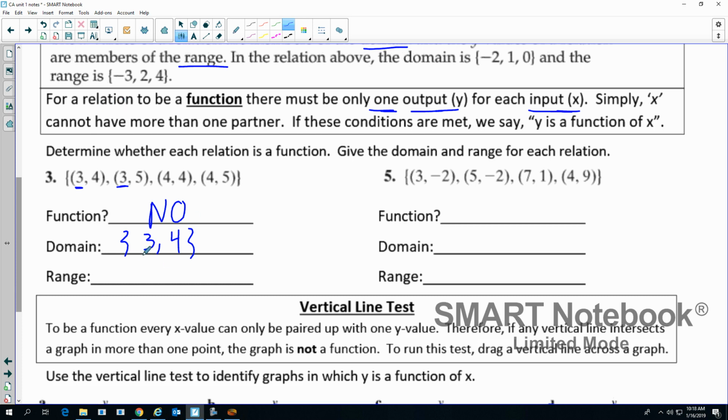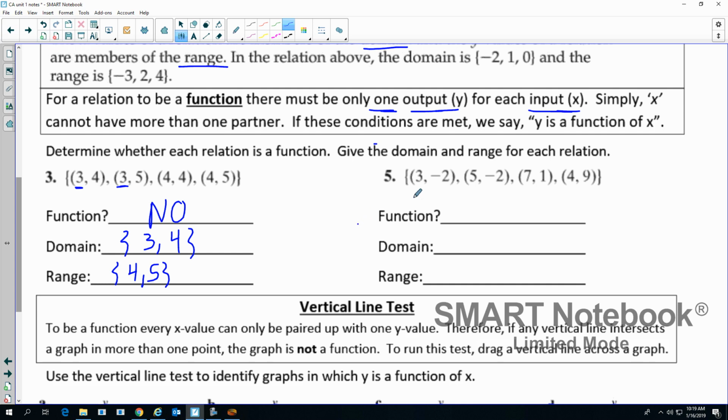Okay, range, that should be pretty easy. So let's see, it's going to be 4, 5, 4, 5. Once again, only want to go ahead and put it once. You don't want to repeat it. And so on number 5, we'll look at this one. And so they try to, let's see, there we go.